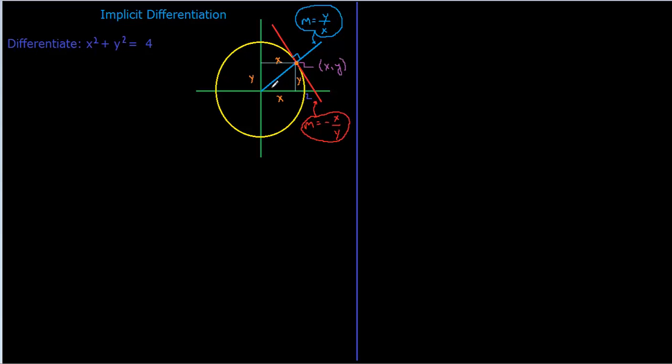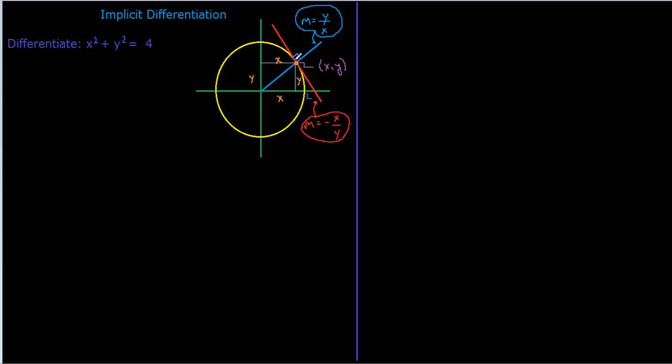So this tangent line to the circle is also perpendicular to this blue line. So this red tangent line to the circle is going to have a slope that is the negative reciprocal of our blue line. So it's negative x over y. So this red line is going to be our tangent line to the circle at x, y. Another way to say that is, this should be the slope of our tangent line when we apply implicit differentiation over here. So let's see if that actually comes out that way.